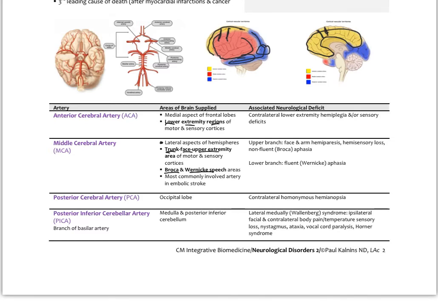And remember, Broca's area is all about the articulation of speech. So people know what they want to say, they understand the speech, but they just can't say it. And that's called the non-fluent aphasia.